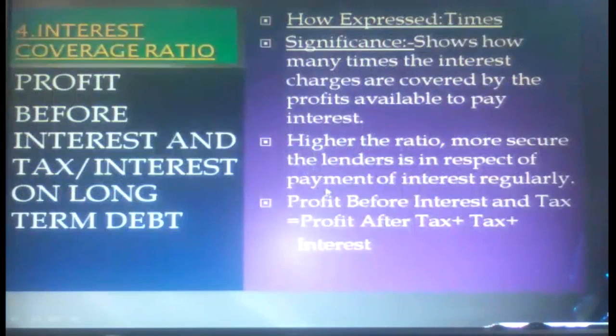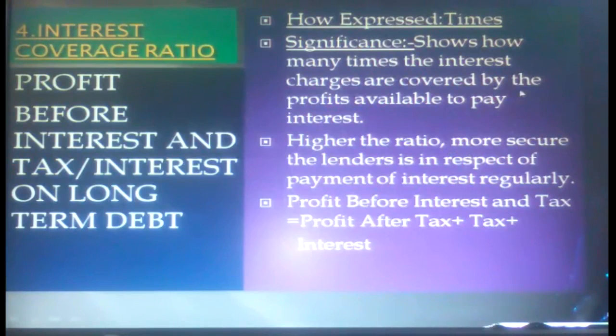Okay, here fourth one is interest coverage ratio. It's very important. So what is the interest coverage ratio here? Nothing but profit before interest and tax divided by interest on long-term debt. Here what's the meaning of interest on long-term debt? See, any debt you borrowed by debenture like that, you have to pay the interest, correct? That interest you have to make it division here. Here expression is times, number of times, let me say 1 or 2 or 3 like that. So expression is number of times.